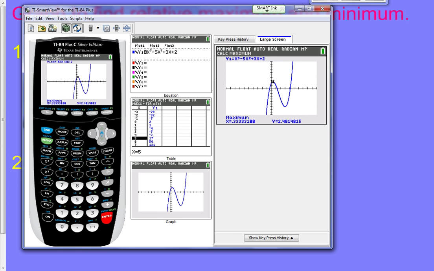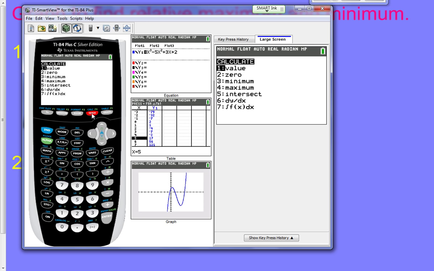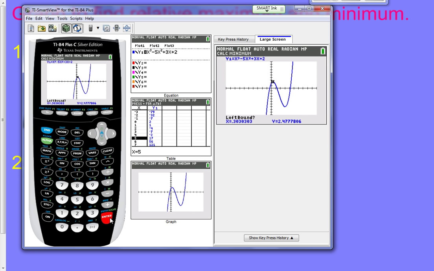I'm going to go to my calculator. As you can see, I only have one relative minimum as well. That relative minimum point is right there. So let's calculate where that is by pressing second trace. I'm now going to calculate a minimum, which is number 3. So press enter there for number 3. It wants me to go left bound, so let's scroll until I'm to the left side of my minimum. Right about there is good.